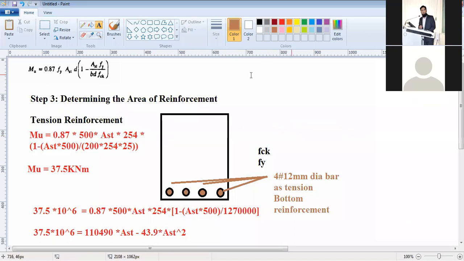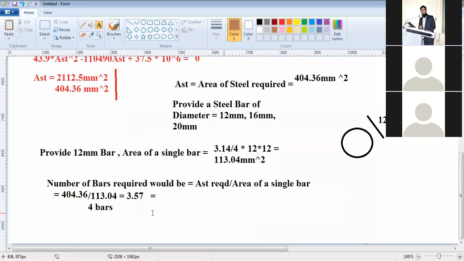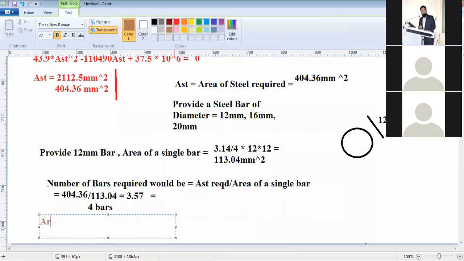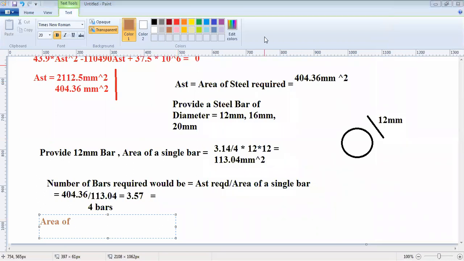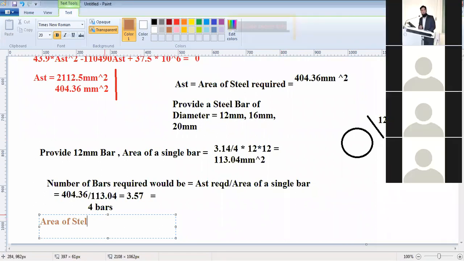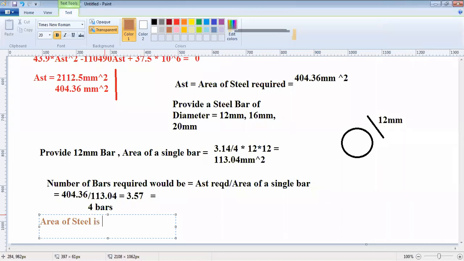Now, if we are providing 4 bars, with the diameter of each bar being 12 mm, then what is the total area of steel we get? 452.16. Right. Area of steel is now 4 into 113.04, which is 452.16 mm square. Is it?